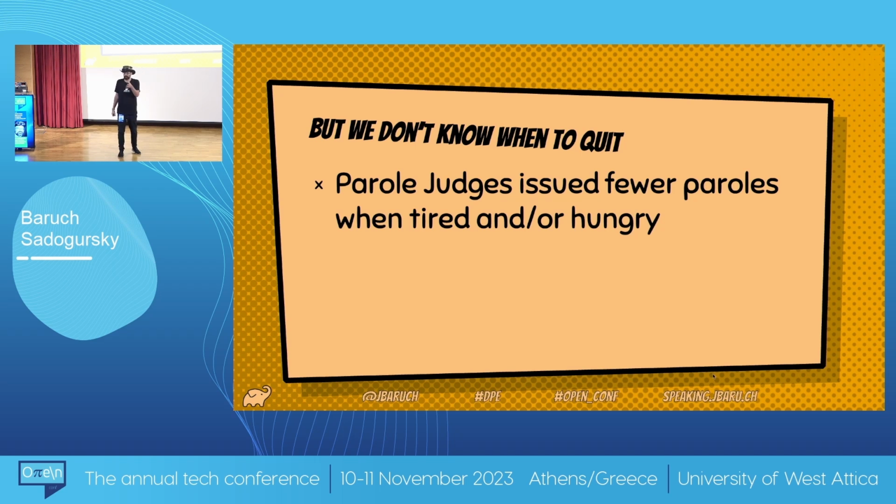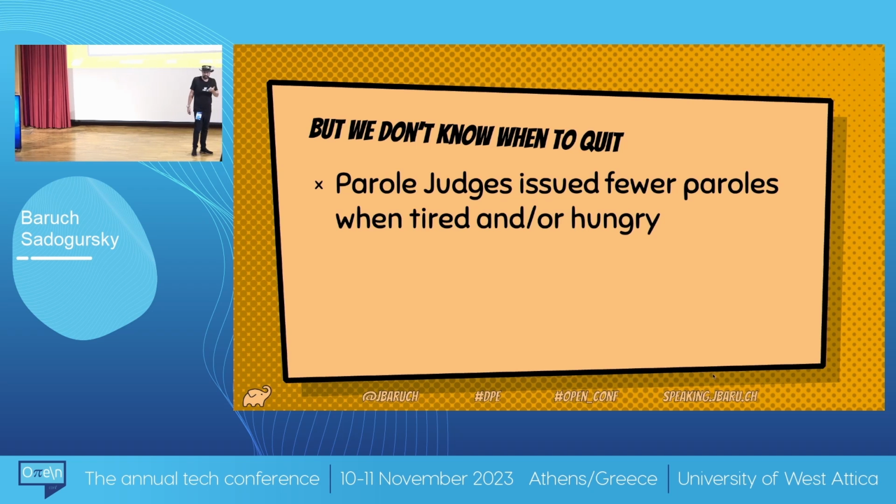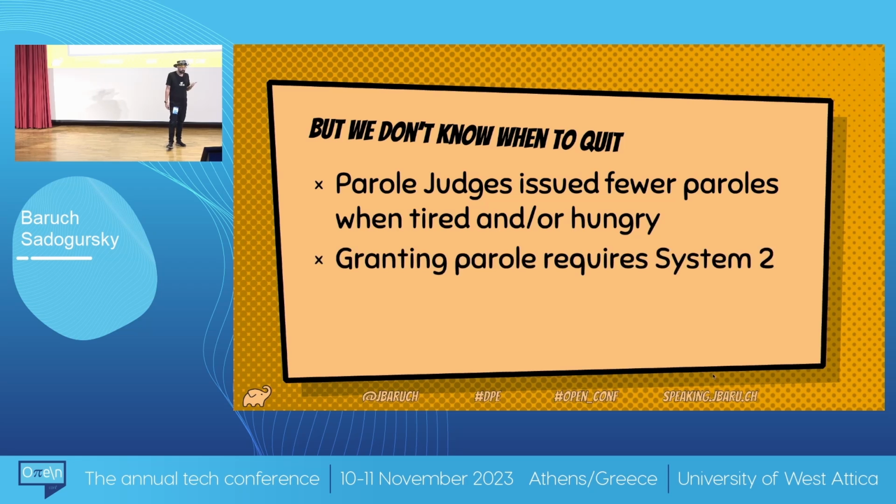There was a study performed by Kahneman and his colleagues among parole judges. They observed how they work throughout the day. And they found an amazing thing. They issued fewer paroles when they are tired and or hungry. Now, those are professional judges. They obviously didn't do it on purpose. If they knew that their ability to judge the cases degrade, they would obviously stop. But they didn't do it.